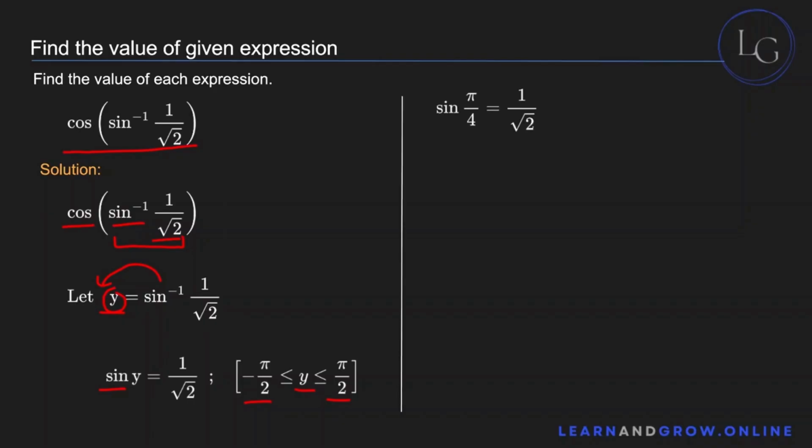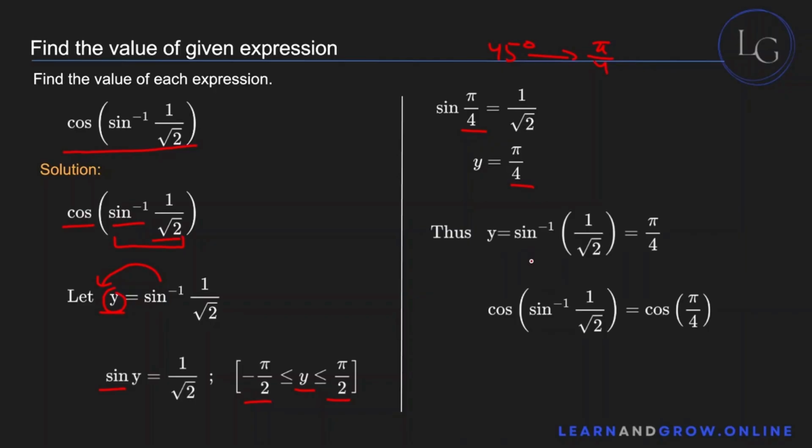So if we see that the value of sine y is equal to 1 by under root 2, you can use your previous knowledge to find that the value of y will be equal to 45 degrees, right? Because sine of 45 degrees is 1 by under root 2, and 45 degrees in radians is pi by 4. So that's why we have this pi by 4 here. So y is equal to pi by 4.